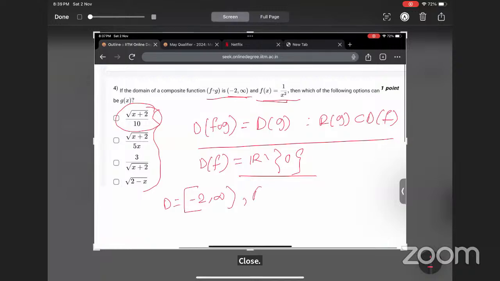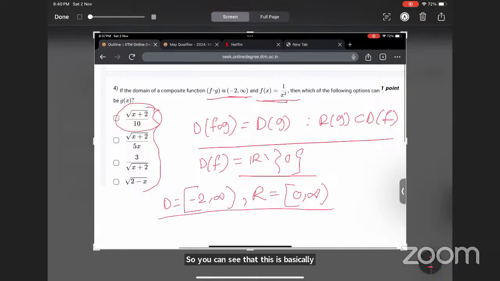And what is the range? 0 to infinity. 0 closed or open? Closed. Yes, perfect. So you can see that the domain of the function is this and the range of the function is this. We need this range to be a subset of the domain of f, right? That means we need to exclude the point 0.